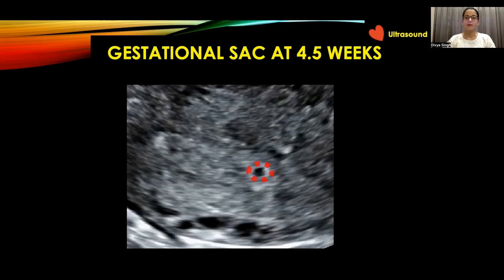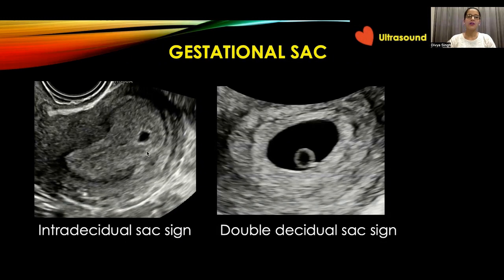Now, always remember that whenever you see an anechoic round structure in the endometrium, make sure that you have identified this echogenic rim. And I will be highlighting or stressing this point over and over during the course of my presentation. Now, these are two signs which were described way back in the 1980s on transabdominal sonogram in order to confirm whether a structure was truly a gestational sac or not.